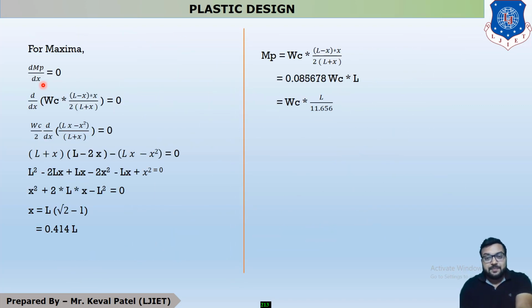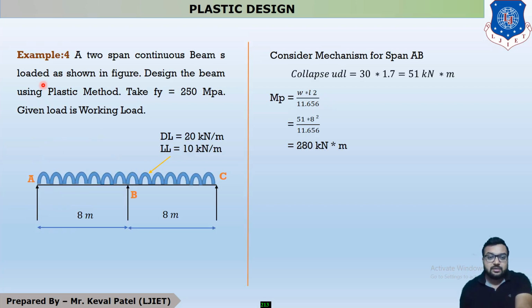Okay, now we are moving further to our fourth example. So what is the difference between the last lecture and this lecture? You can see that in this figure, this is the first example in which both the spans are subjected to UDL. Okay, so now we are moving further to our example that a two-span continuous beam is loaded as shown in the figure.